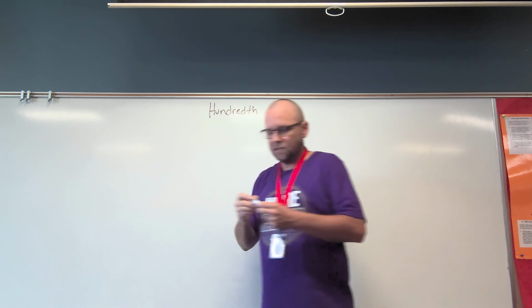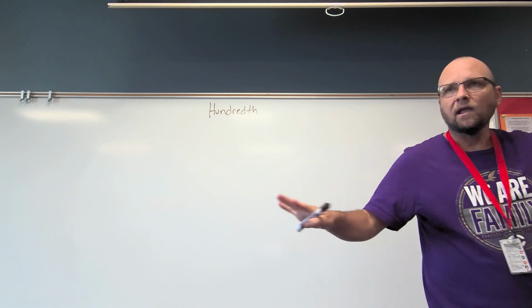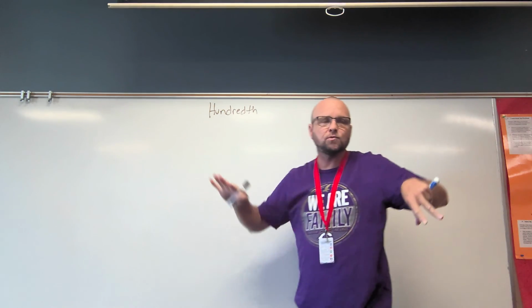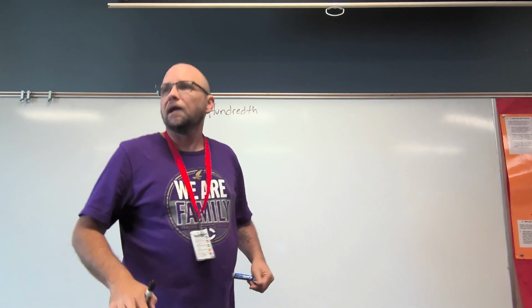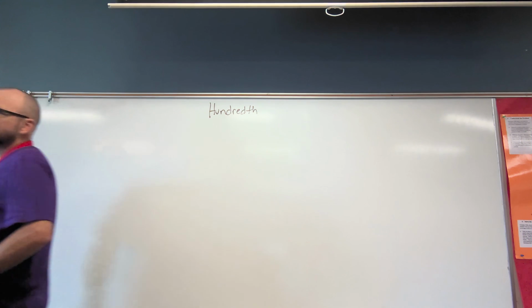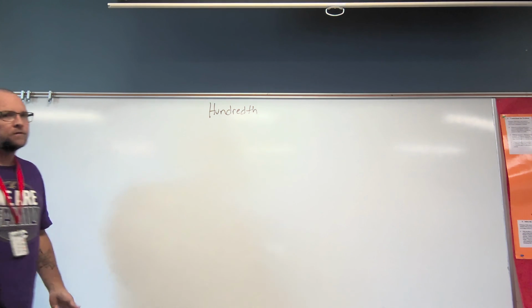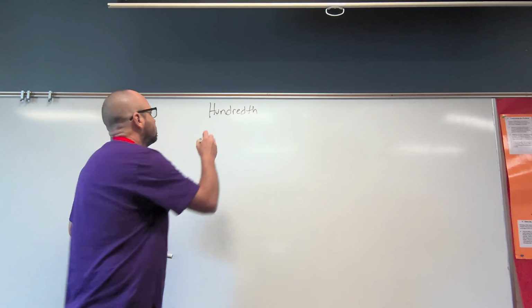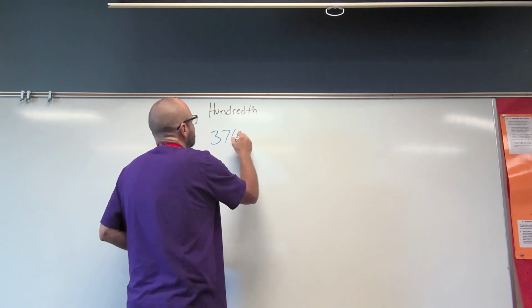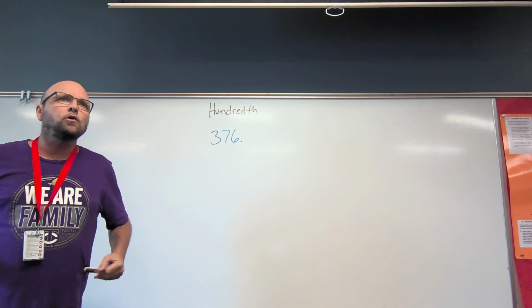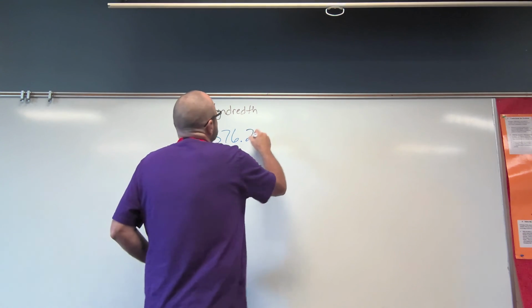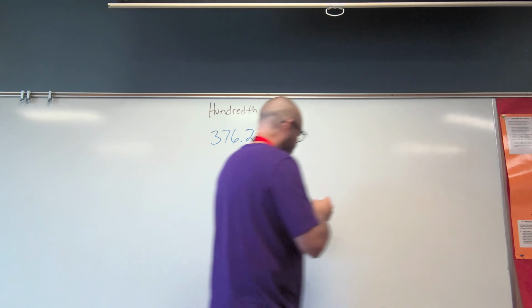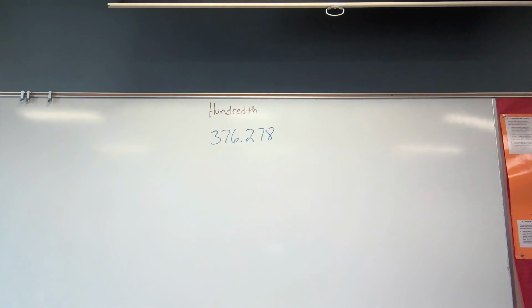Now this is the same as what you've done in the past, except for the fact that you're rounding to the 100th instead of the 10th. So Mr. McMurdo, pick a 3-digit number. Okay, 376. And Mr. McMurdo, pick another 3-digit number. 278. 376 and 278 thousandths.